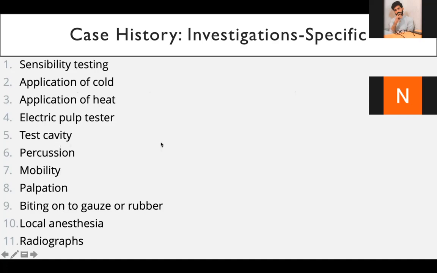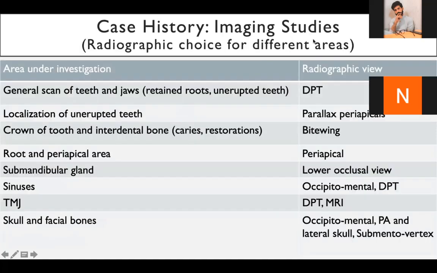Then test the cavities with a mirror, investigate, and then percuss, check the mobility of teeth, palpate, and biting onto gauze or rubber, and the integrity of the teeth. Local anesthesia: ask about local anesthesia. If the patient has previous complaints with local anesthesia, then we have to avoid it. And then the radiographs also help in the investigation, and the imaging studies are specifically done for different areas of the oral cavity.